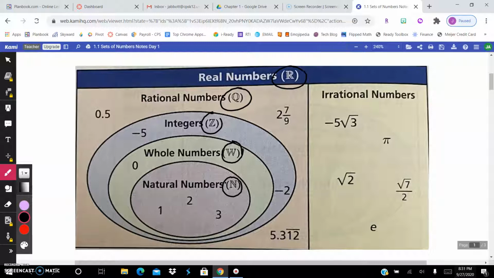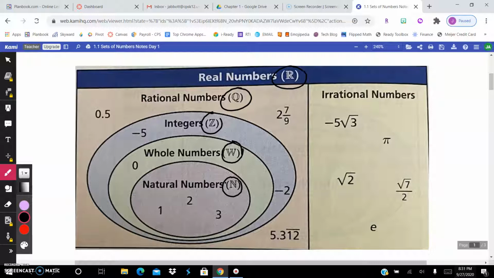And then the next one is integers. Integers are whole numbers and natural numbers, but now we've added the negative numbers. And then rational numbers are all of those below, integers, whole, and natural, but now we're adding the decimals and fractions in. And then over on the right-hand side, we have irrational numbers.